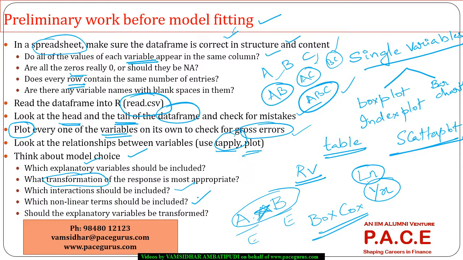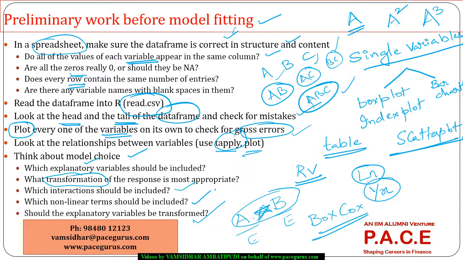And should there be any kind of non-linear terms included in the model? Just like A is an explanatory variable, should I also consider A squared as another explanatory variable? A cube, should it also be considered as another explanatory variable? This is what we call non-linear transformations of the explanatory variable. So what kind of non-linear transformation should be used for the different explanatory variables? And if required, do I need to transform the explanatory variables also?